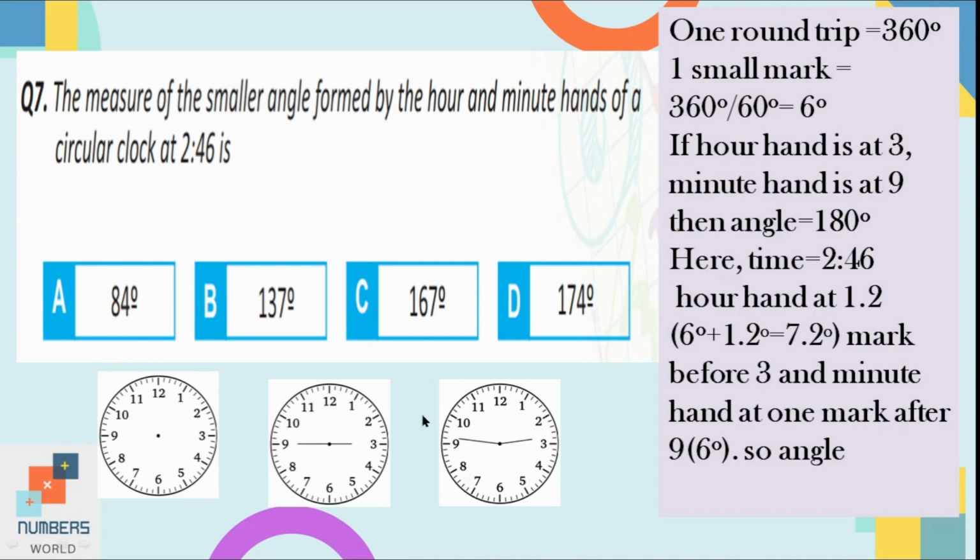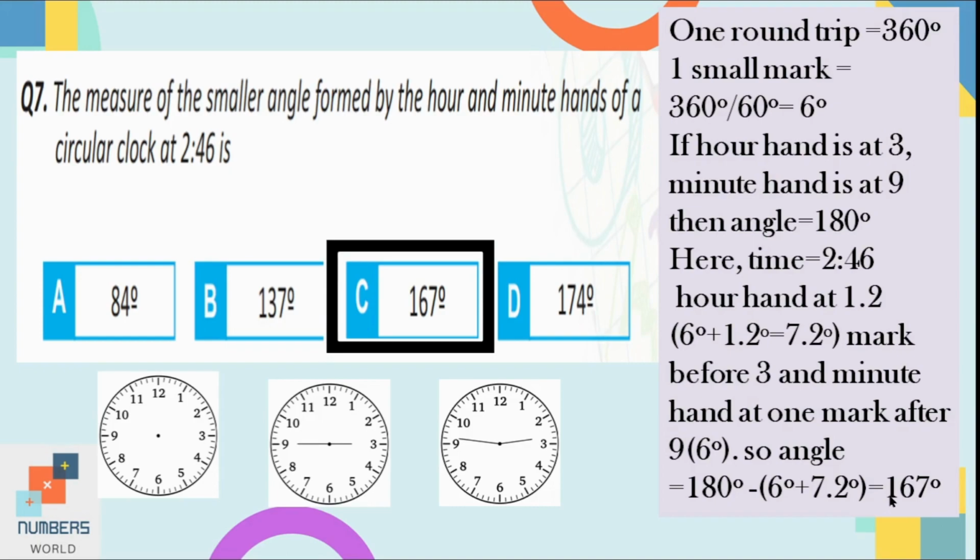Now, the minute hand is 1 marking after 9. And one marking is 6 degrees, so we can say that the minute hand is 6 degrees after 9. So to calculate the angle, we will add 6 degrees and 7.2 degrees. The total is 13.2. We will subtract it from 180 degrees, which is equal to 166.8. We will round it to the nearest whole number, that is 167 degrees. So option C is the correct option.